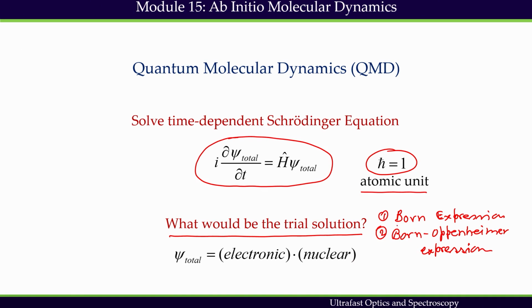Either we use the Born expansion, what that means we'll show very soon, or we use the Born-Oppenheimer expression for the total wave function. In both expressions, however, we use the product of electronic wave function and nuclear wave function. That is quite common, but the expressions are slightly different depending on what kind of expression we use.